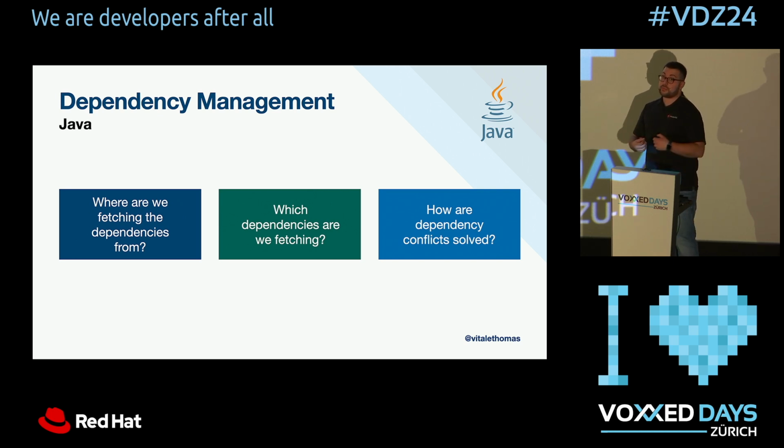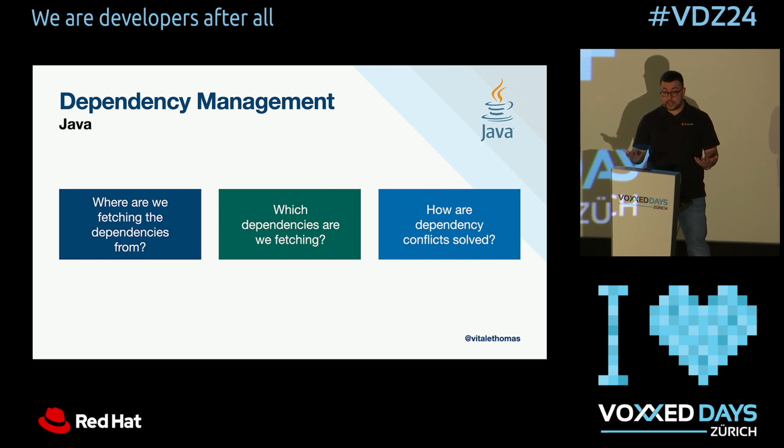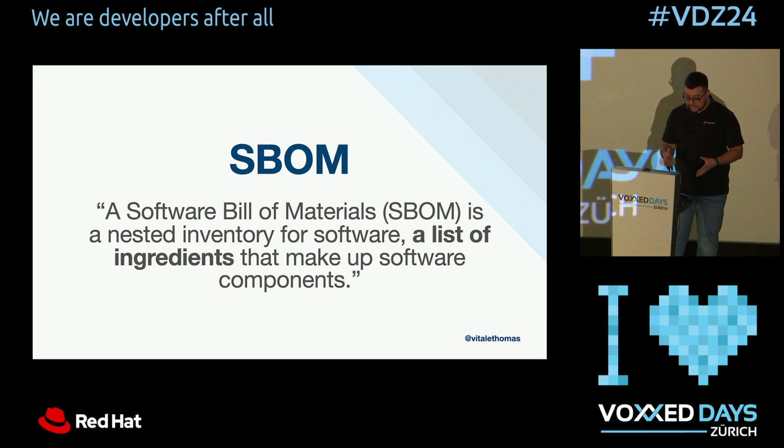You can add some plugins in Maven and Gradle to output the full resolved list of dependencies, but there are actually standards that we can use to communicate the list of all the dependencies that we use in a project. And that is called SBOM. It's a software bill of materials. It's a nested inventory for software, a list of ingredients that make up software components.